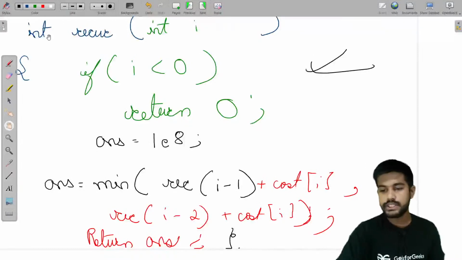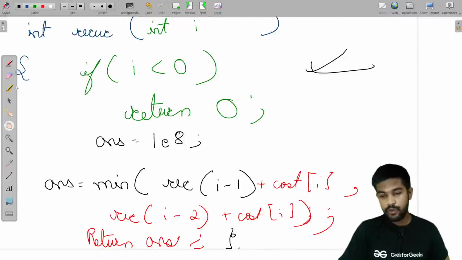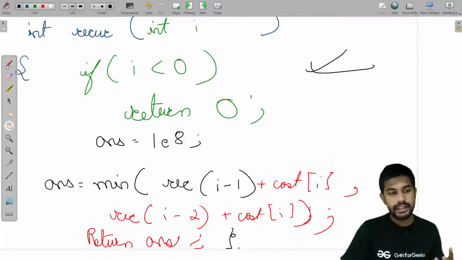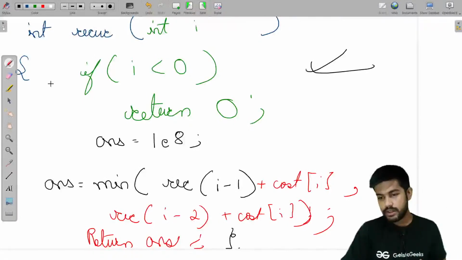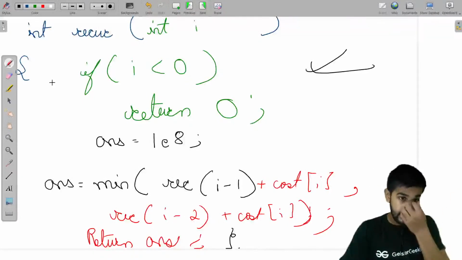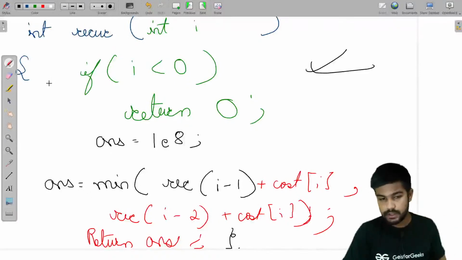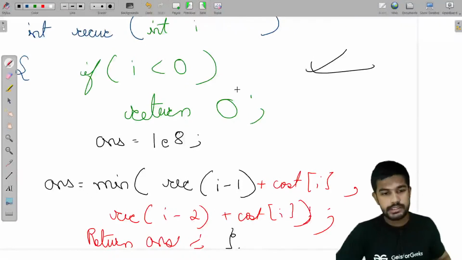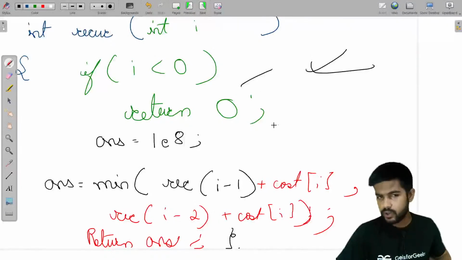No, we aren't using DP here. We are just writing a recursive formula. Where is DP? Do you see any DP? Any funda of dynamic programming? I don't see any. This is just normal recursion. This is the base case, and from the last point we are traversing.